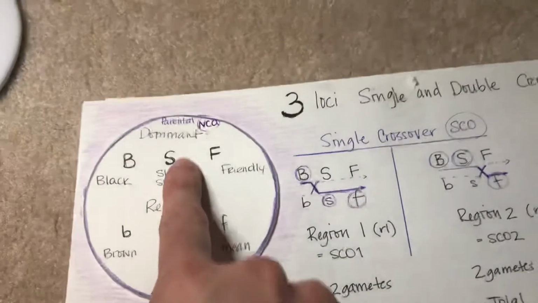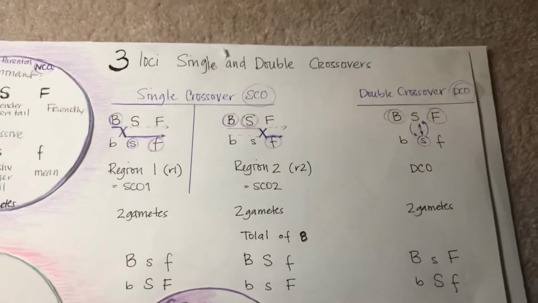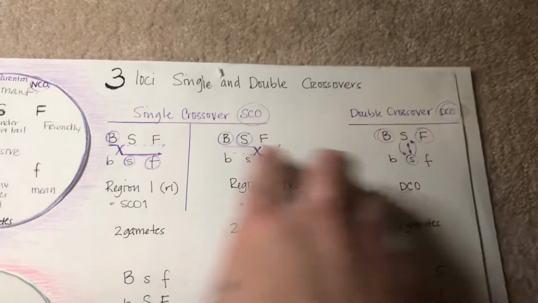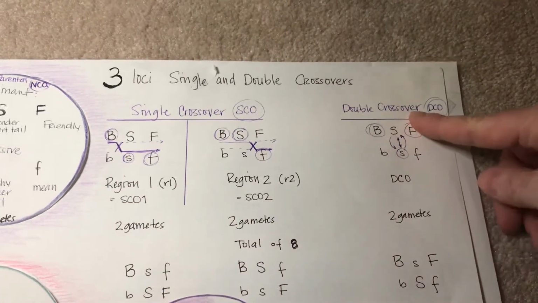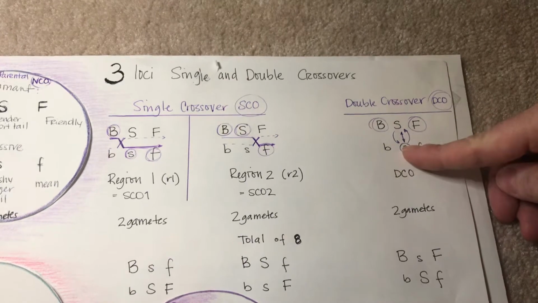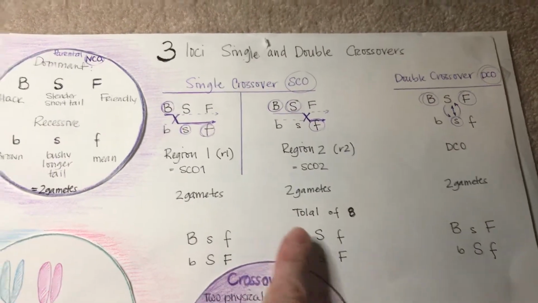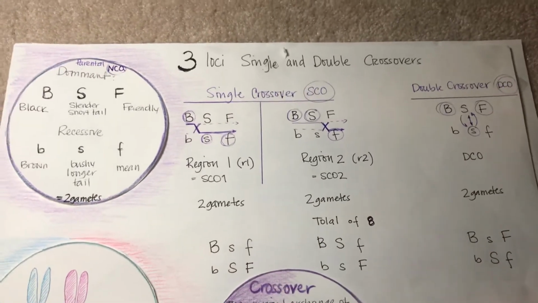Let's breed our pure dominant female with a pure recessive male. Now, all of the recombinants occur from different events, from single crossovers and double crossovers. Single crossovers occur in region 1 and region 2. The double crossovers are nothing but swapping in the middle. Each event produces 2 new gametes, plus the 2 original gametes from the parents. Now we have a total of 8.